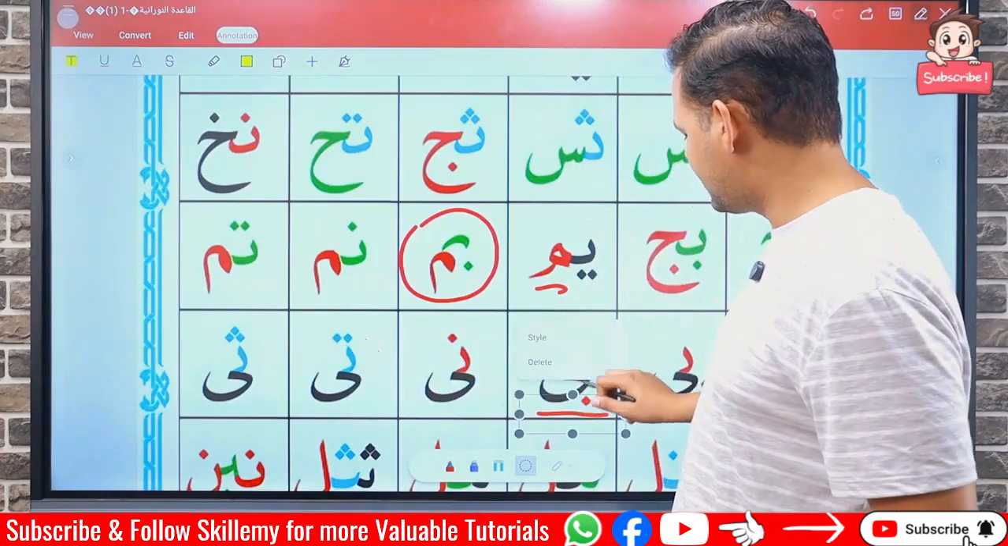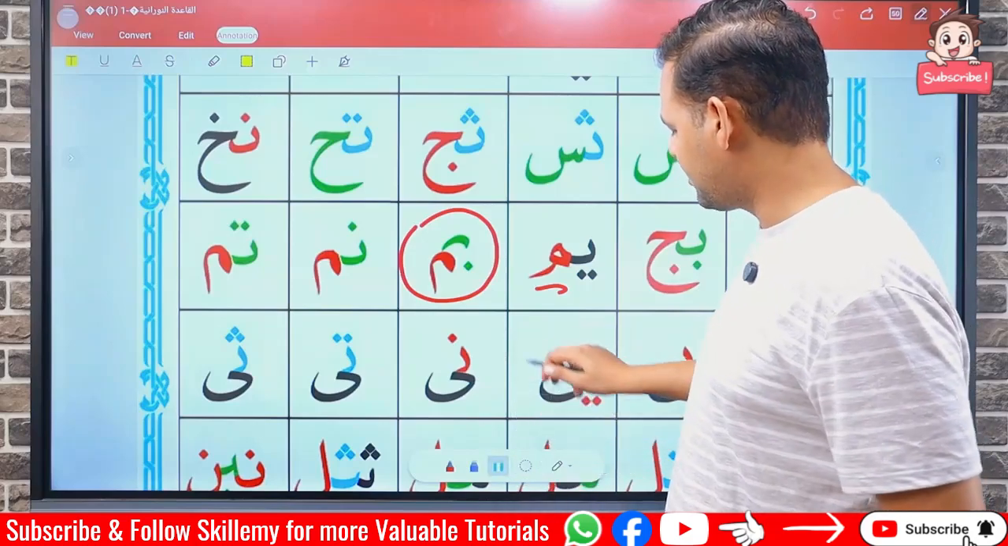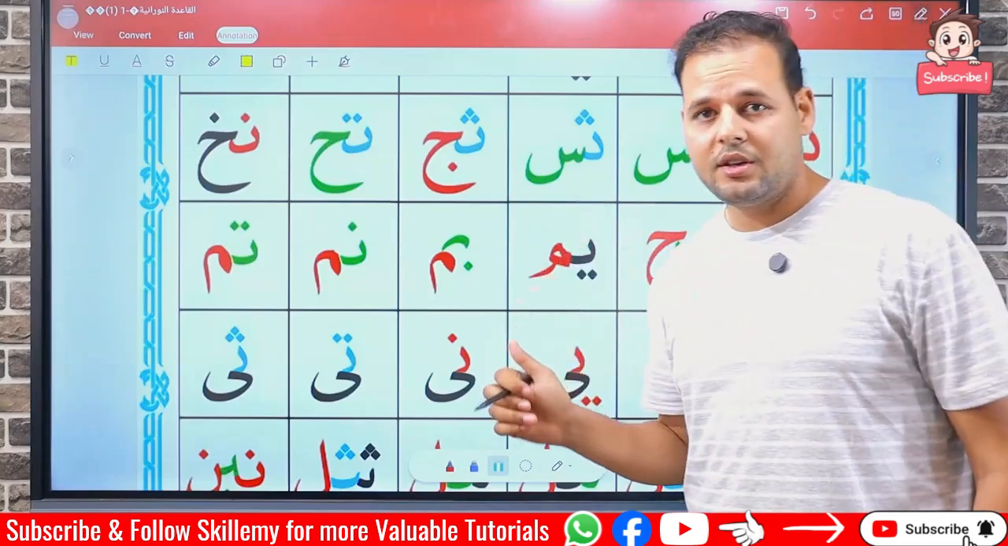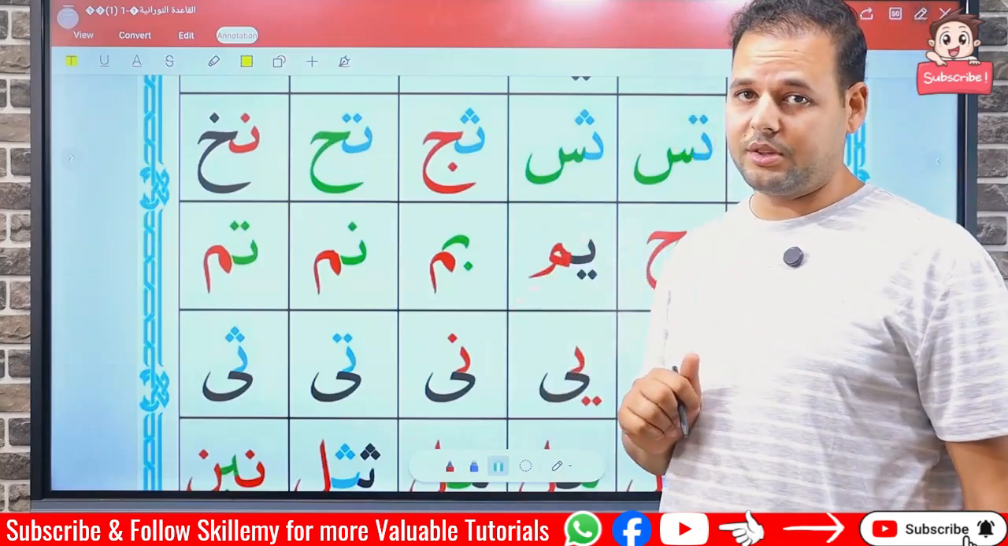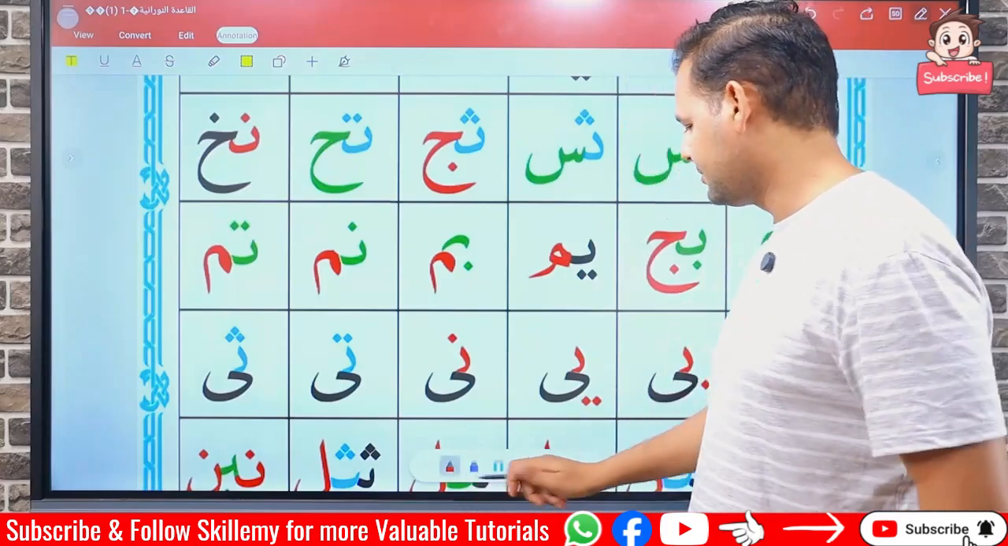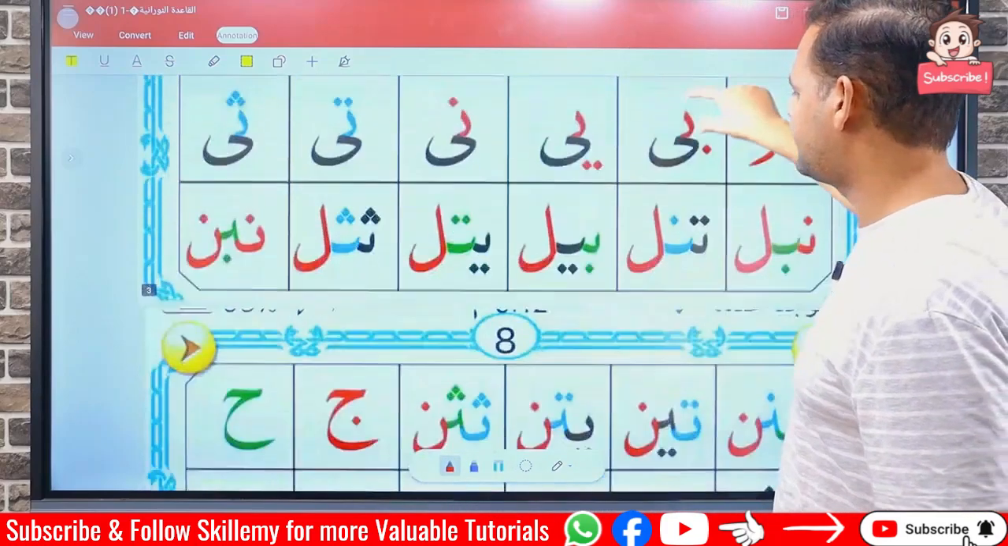So I hope this is easy so far, and if it's not, go back from the beginning, make sure you understand the alphabet. If things are not easy in here, then you're not memorizing the alphabet well enough. So go back to the alphabet, and it will be easy, inshallah. Now let's continue.